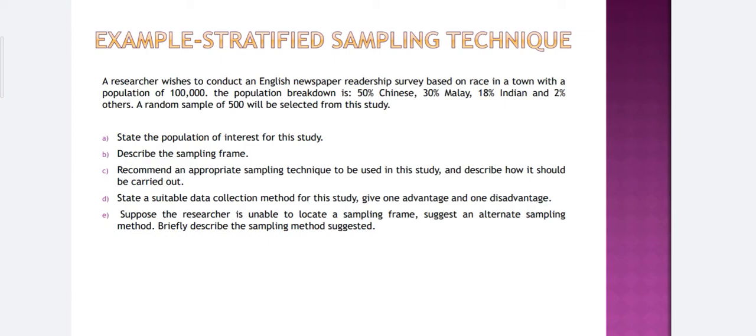Untuk grup yang kedua, Malay. Indian pula 18%, 18 bahagi 100 darab dengan 100,000. You akan dapat 18,000 untuk grup yang ketiga. So 2%, 2 bahagi 100 darab 100,000, you akan dapat 2,000. So nanti try you buat 4 kolom atau 4 row untuk setiap grup. Berapa population untuk Chinese, berapa population untuk Malay, berapa population untuk India, berapa population untuk others.